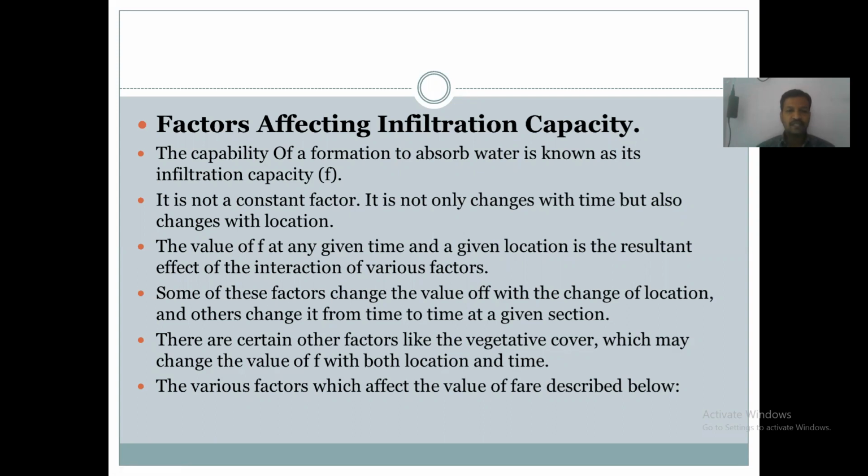This infiltration capacity is not a constant factor; it changes with time and location. It depends upon several factors: type of soil, the location and time. Based on that, the infiltration capacity may be different.